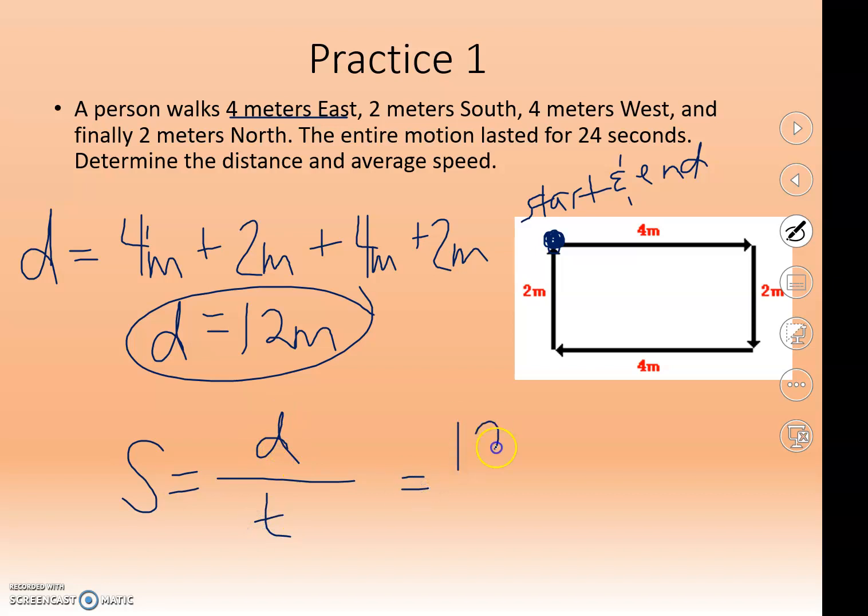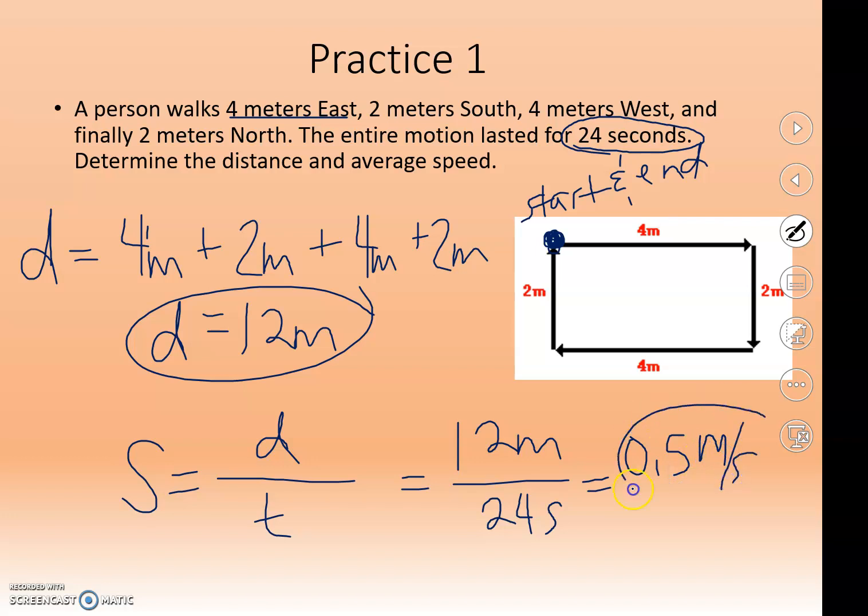So our distance we just found is 12 meters, and our time is 24 seconds. I know that because remember it told us up at the top. So 12 divided by 24 is 0.5 or a half. And again, speed, meters per second.